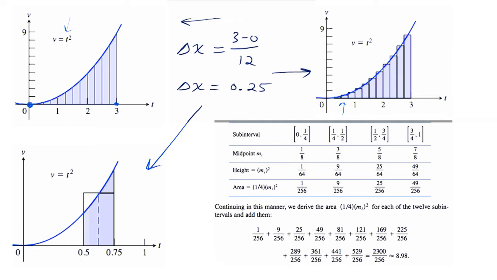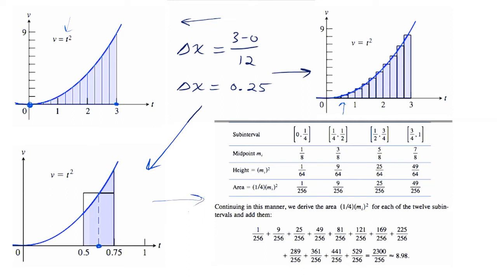We could either use the left endpoint to approximate the rectangle height, or we could use the right endpoint to approximate the rectangle height, or in this case we will use the midpoint of each interval. So if we take 0.5 plus 0.75 and divide by 2, that midpoint would end up being equal to 5/8. So now let's look at our last chart.